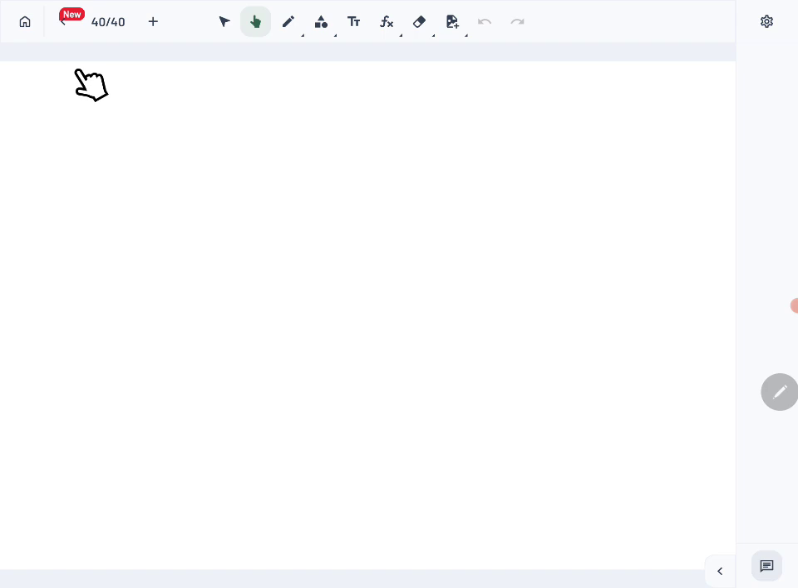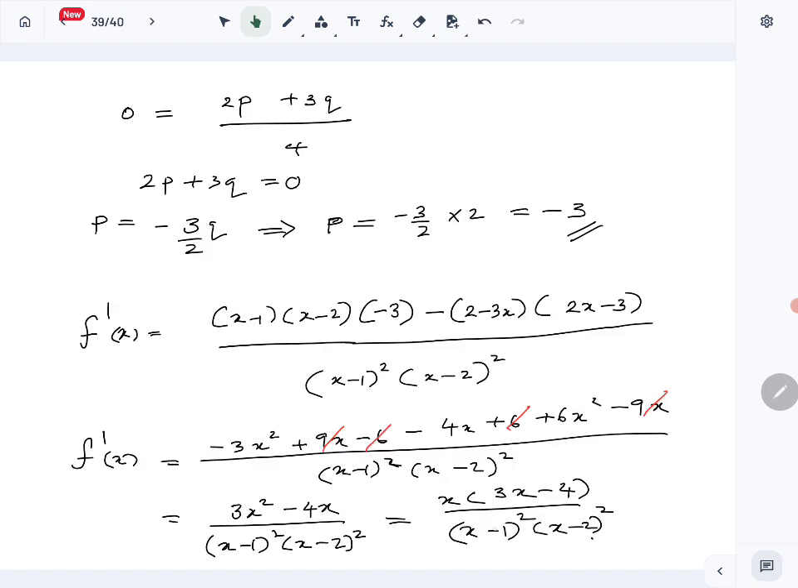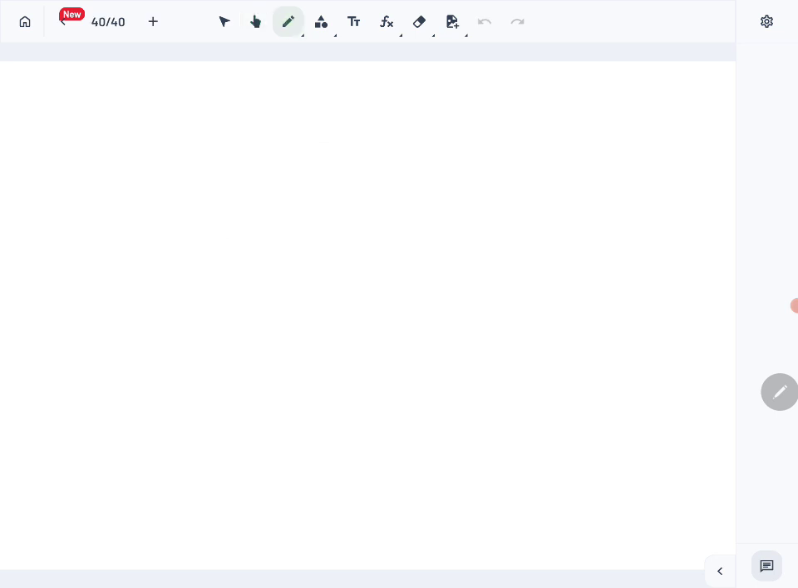So stationary points are what? When the numerator is 0. So x equals 0, and from here you get what? Let's find that. So we have stationary points. x equals 0 is one. The other one is 3x minus 4 is equal to 0, or x equals 4 over 3. Right. So those 2 points are the stationary points.